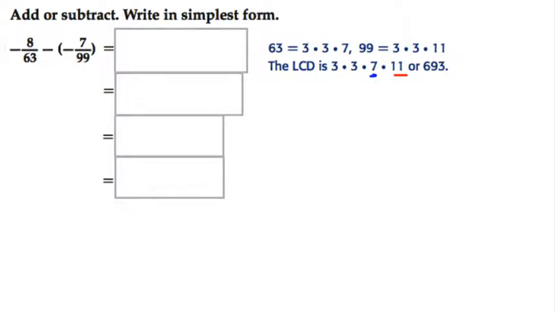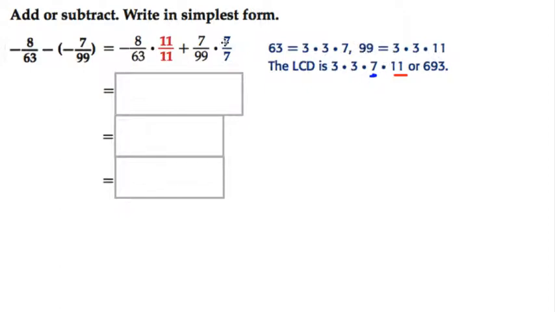Okay, let's proceed and change our denominators to 693. Our first fraction, negative 8 over 63, is just rewritten in black. But we need to multiply. Remember I said we're missing the 11 up here. This one's missing the factor 11, so we're going to multiply by 11 over 11. The 99 is missing the 7 in its factor.